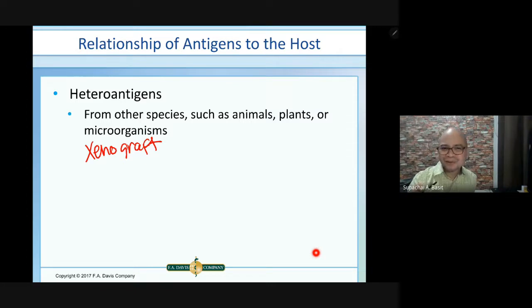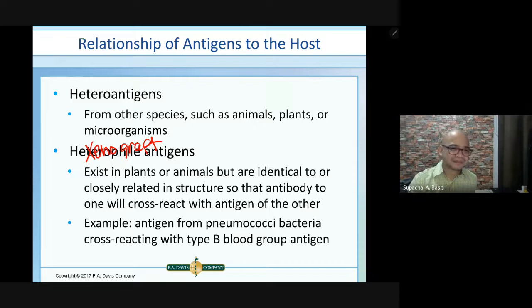Okay, but in the case of David Bennett, the one that he received was a genetically modified pig's heart. So somehow, the genetic makeup would actually match the genetic makeup of David Bennett, I don't know. So that must have been very expensive, right? And then heterophile antigen, I'm sorry for that.